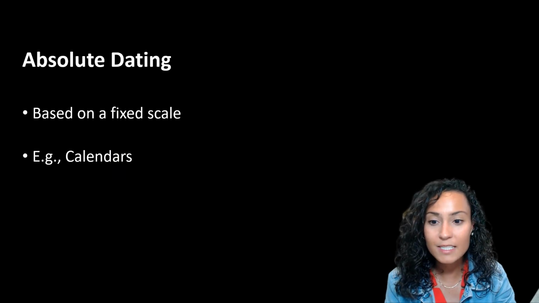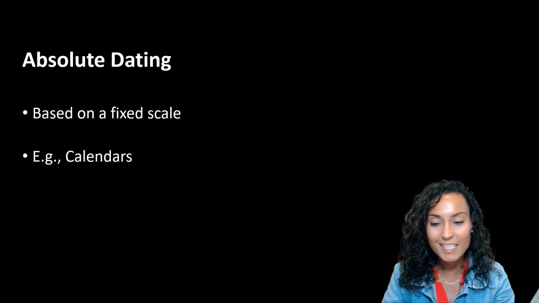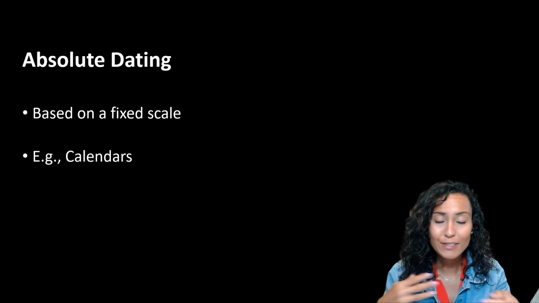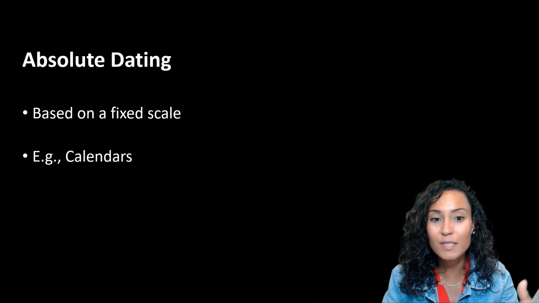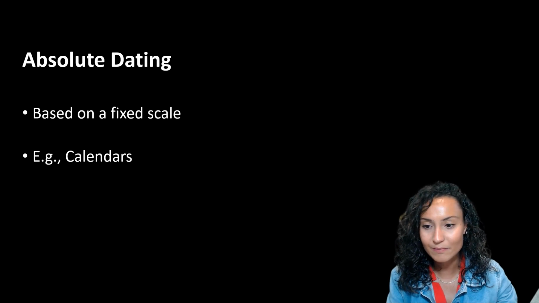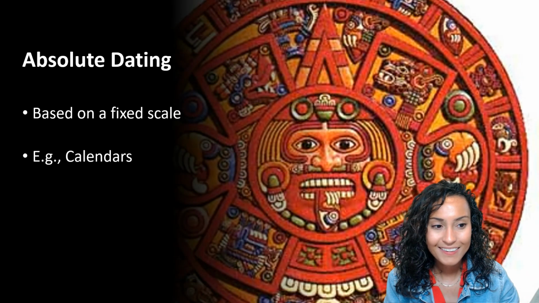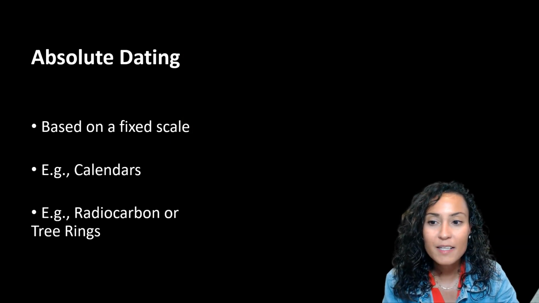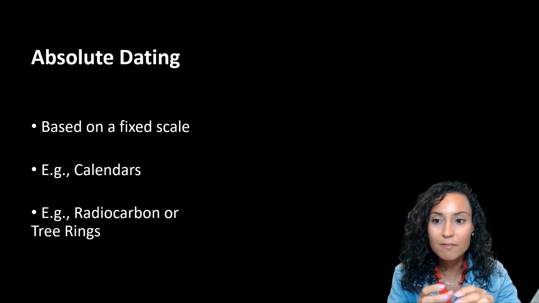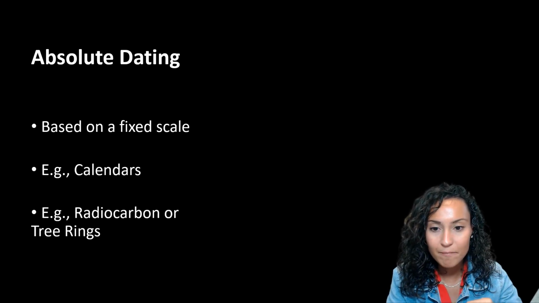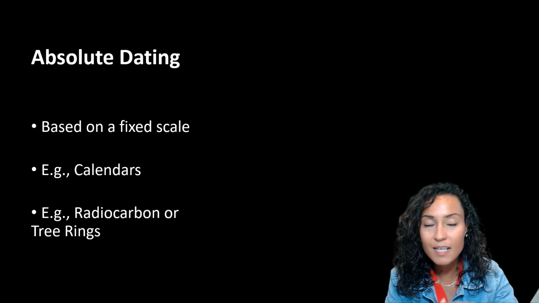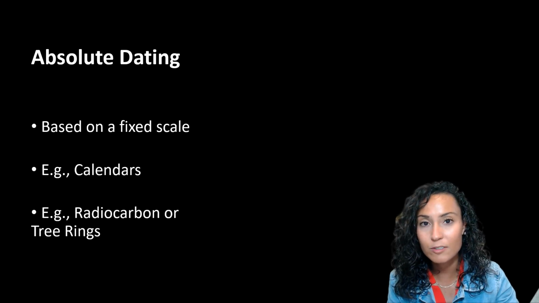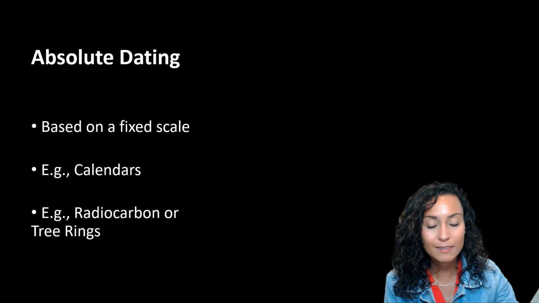So absolute dates are based on a fixed scale extending back from the present. Think about how we use calendars, right? We use a Christian calendar, but there's also things like the Mayan calendar, like this one behind me. The other way that we can think about using this kind of fixed scale to come back in time is by using scientific techniques like radiocarbon dating and what's called dendrochronology, or the analysis of tree rings.